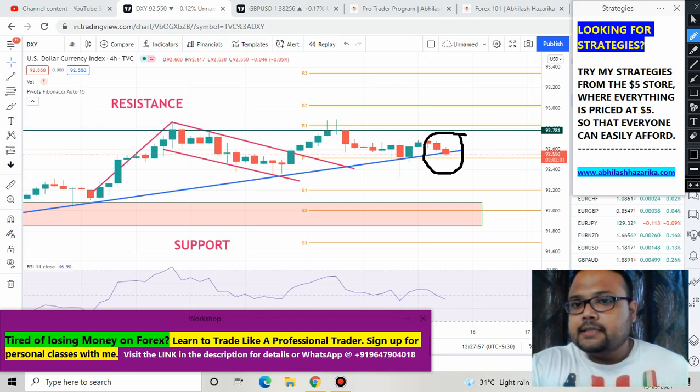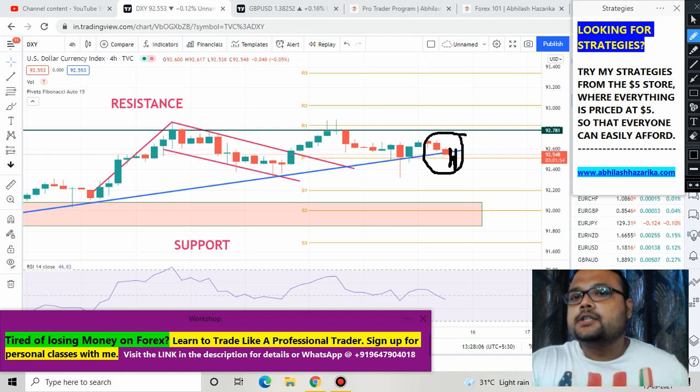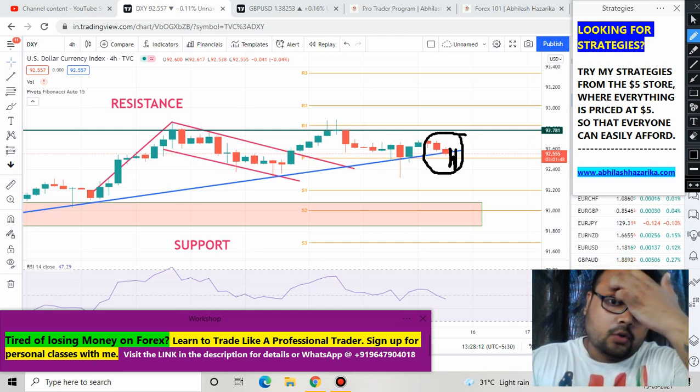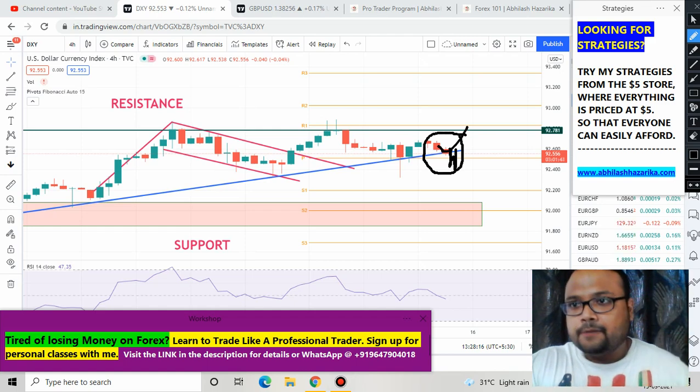Because in case there is a breakout, market fails to take support at the trend line and goes down from here, then definitely there will be a good buying on the GBP. On the other hand, if US dollar takes support at the trend line and goes up from here, then definitely there will be selling on the GBP USD.